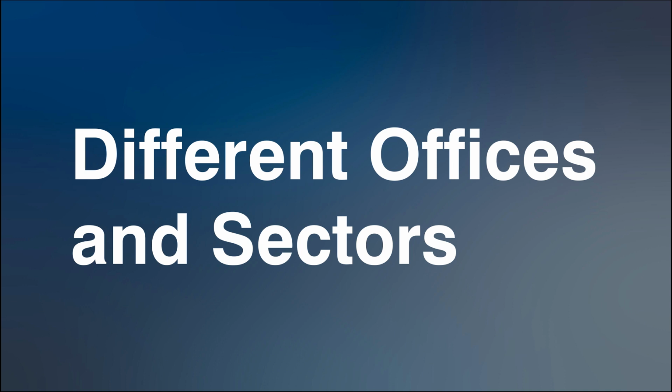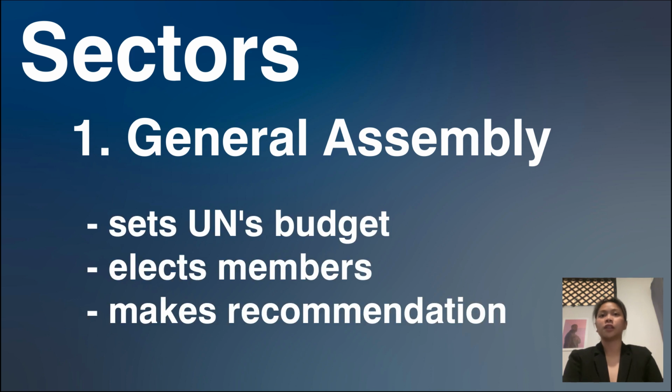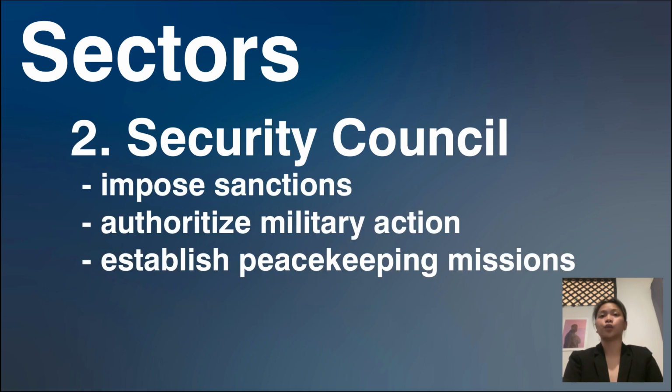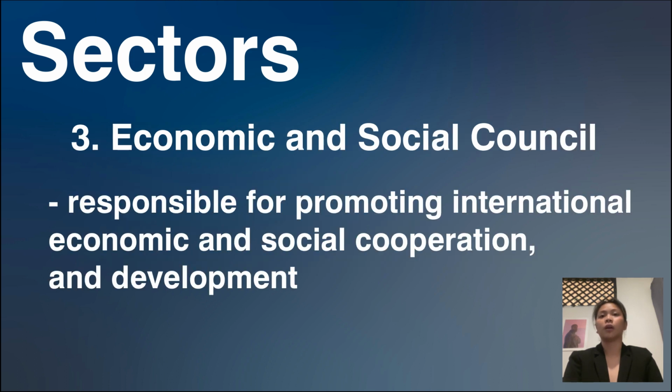Lastly, we're going to talk about its different offices and sectors, where each sector focuses on different issues and has specific functions. The General Assembly sets the UN's budgets, elects members, and makes recommendations on international issues. The Security Council has the power to impose sanctions, authorize military action, and establish peacekeeping missions. The Economic and Social Council is responsible for promoting international economic and social cooperation and development.